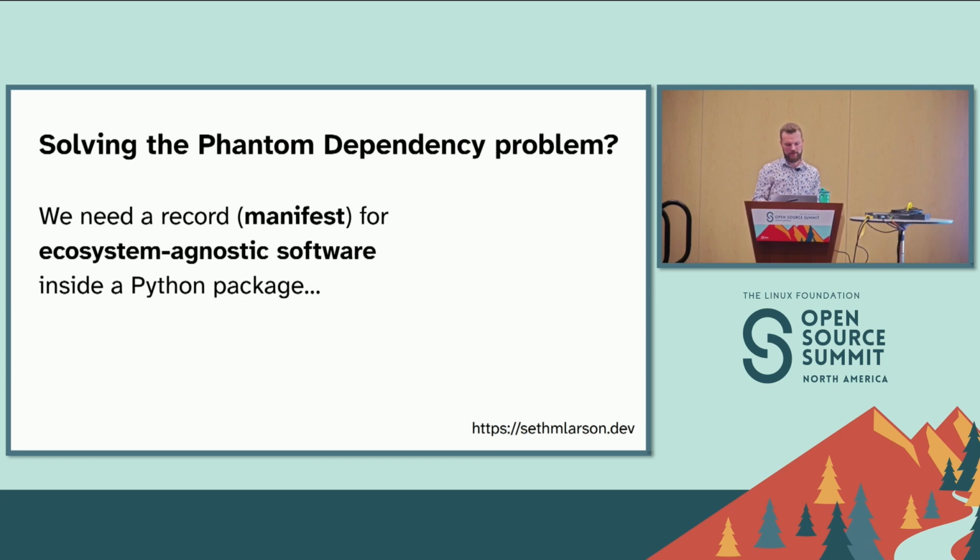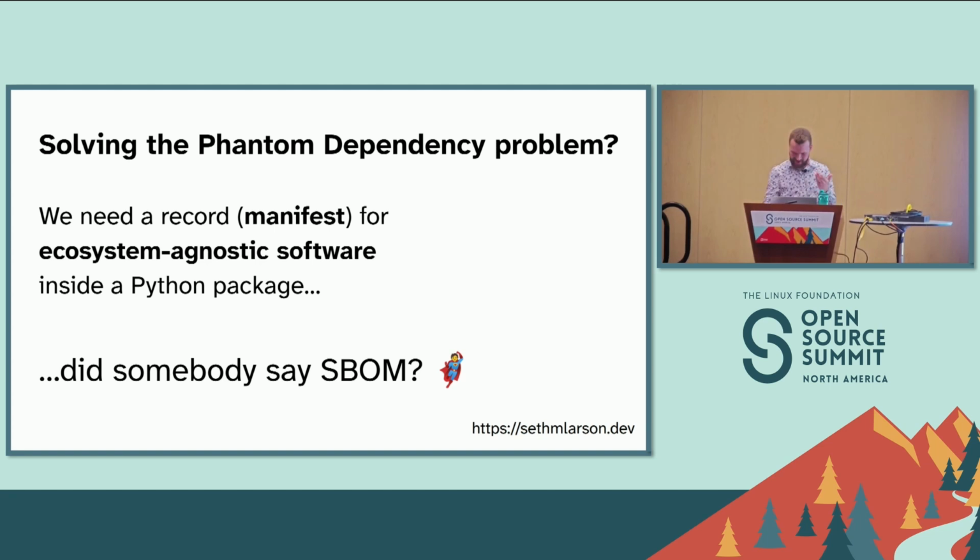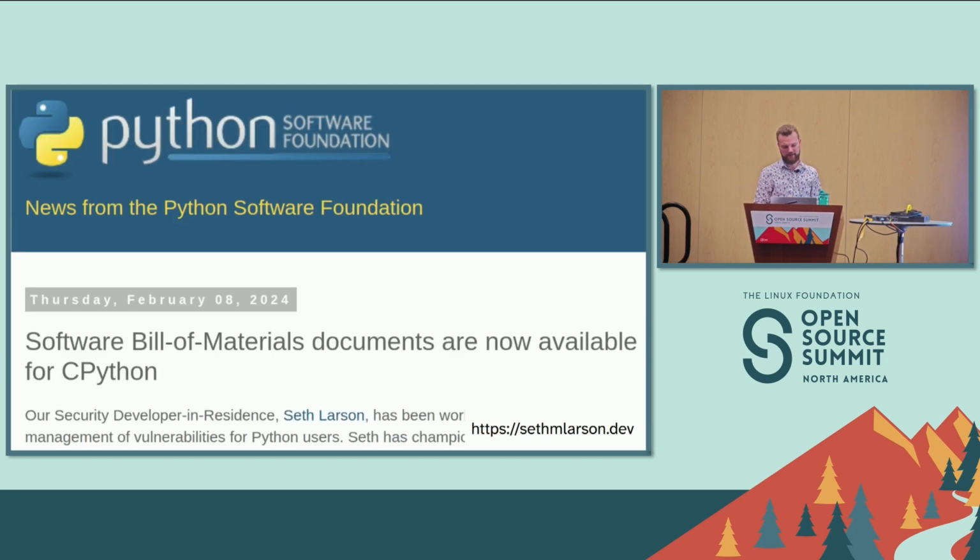So how can we solve the phantom dependency problem? If the problem is a lack of metadata about phantom dependencies, then we would need an ecosystem agnostic manifest to record all the metadata about dependencies for scanners. Anyone have any ideas? Yes, SBOMs, right? So we can use software bill of materials standards to record the metadata we need about any software dependency, not just Python dependencies, that's included inside of Python packages.